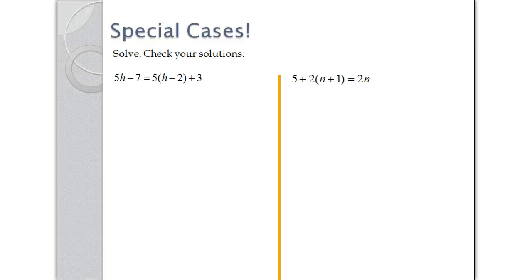This lesson is a continuation of section 2.4, solving with variables on both sides. This lesson deals with your special cases. When we have variables on both sides, sometimes special cases arise. So I want you guys to take a second to work the first two problems. If you need to, pause the video and then we'll talk about those.